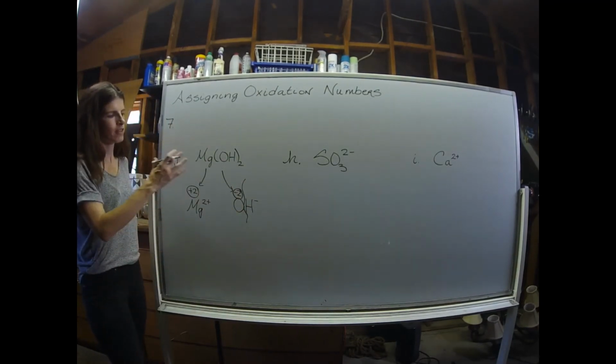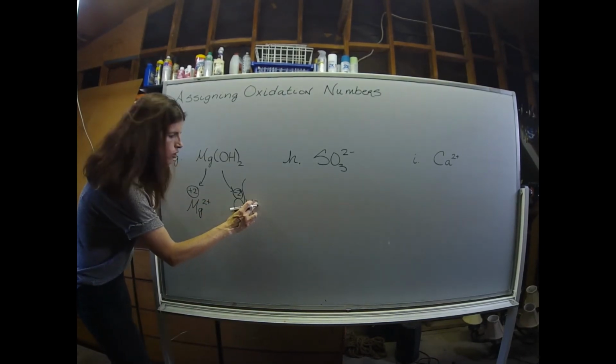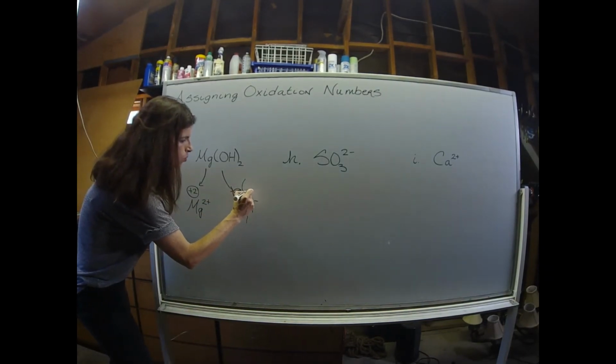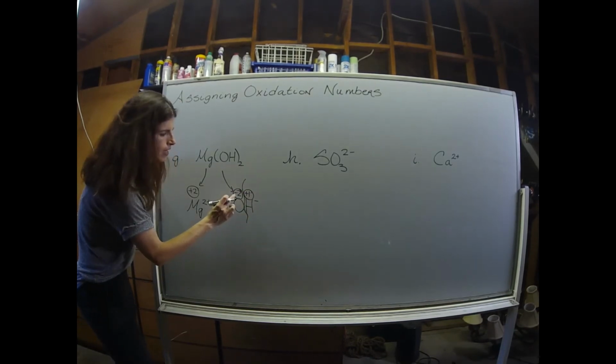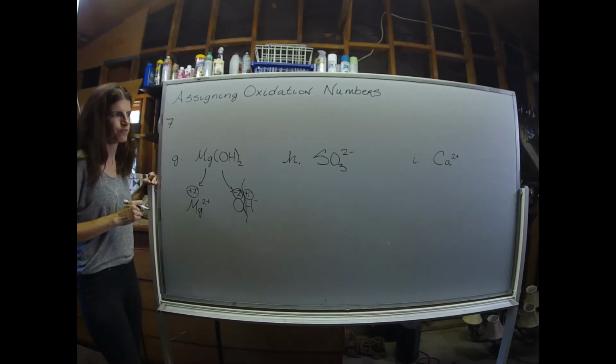And since everything within the hydroxide has to equal -1, right? It's got a -1 charge. I'm going to do a +1 on my hydrogen. -2 + 1 is going to give me my -1 charge.